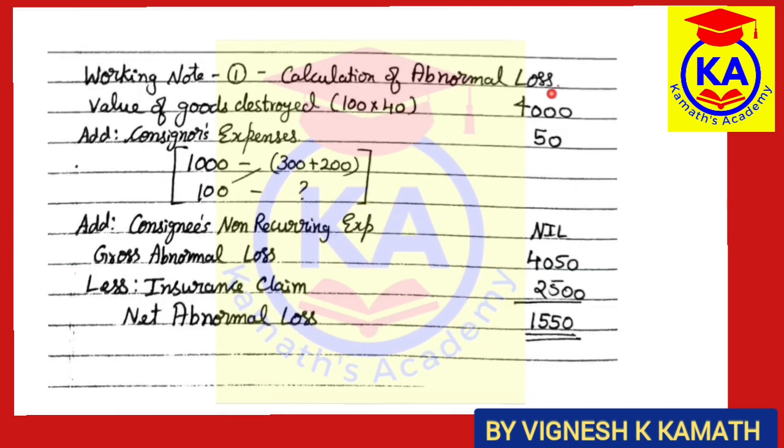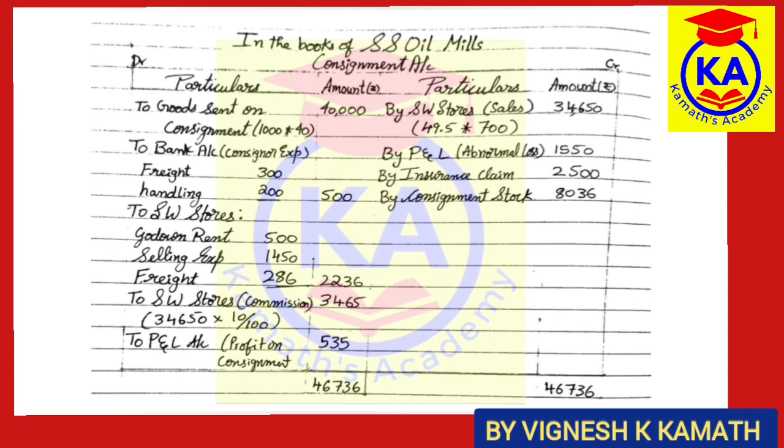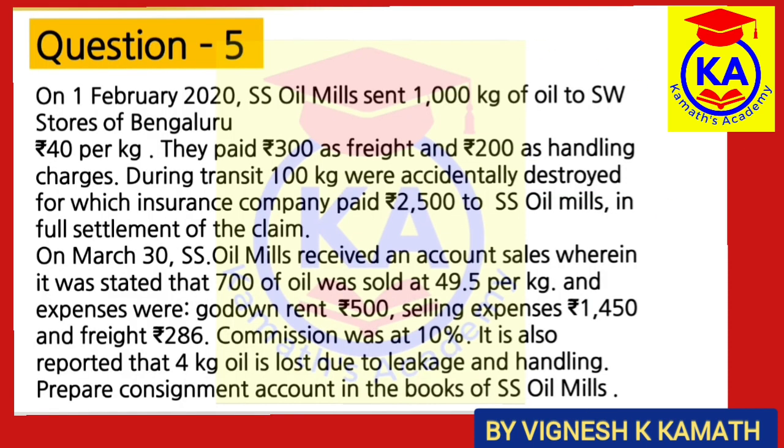In the valuation of abnormal loss, see the procedure: 1000 kgs, 500 rupees, 100 kgs, how much? It should be in the same format. See, by consignment stock 8036. Now add the credit side and debit side and see which amount on which side is greater. So the credit side is greater here. So on the debit side, to P&L profit on consignment, the difference amount is 535, and the total is 46,736. 46,736 is the total. I hope you are clear with this question.